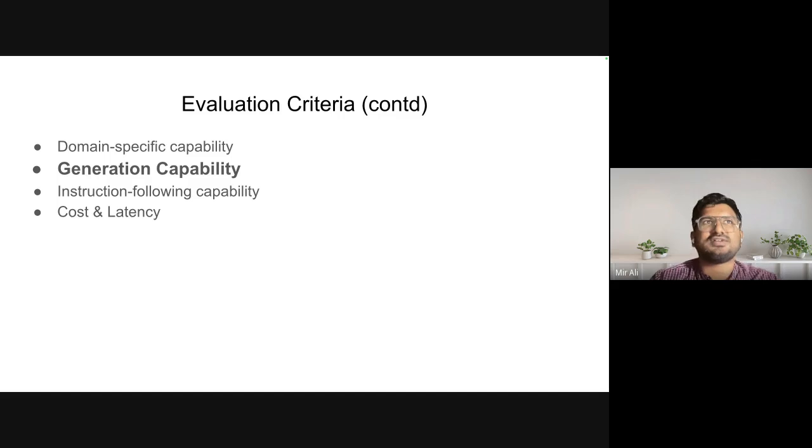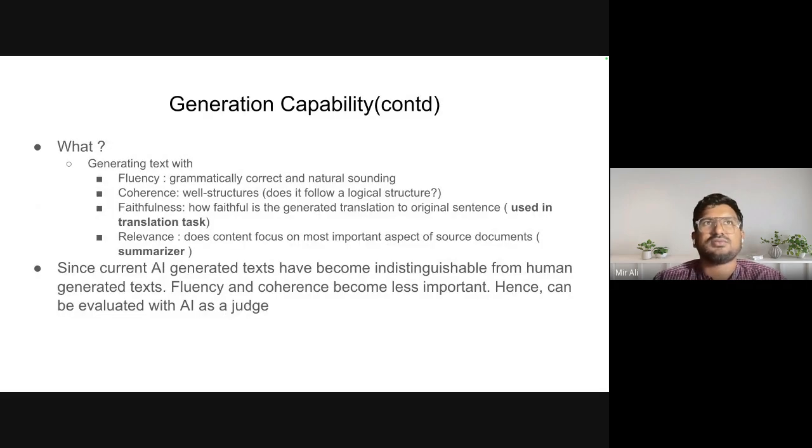Now, we have understood domain-specific capability until now. How about generation capability? What do we mean by generation capability? That means if someone is talking in English, how do we know that person is speaking good English? We'll look at fluency, that is, whether they are grammatically correct; coherence, whether what they are speaking is well structured; faithfulness, whether what they are speaking is in line with the context they started with; and relevance, whether they are talking with respect to what the talk is about.